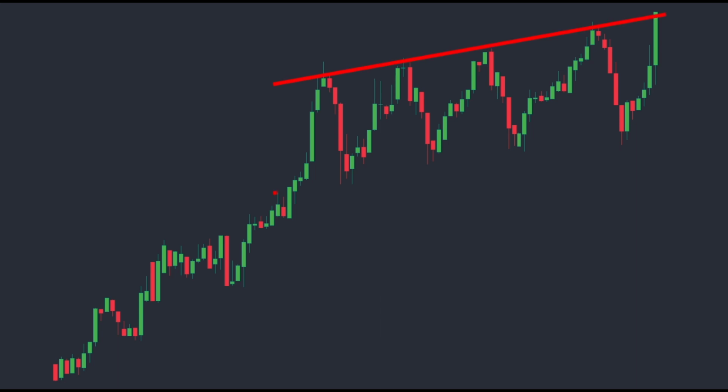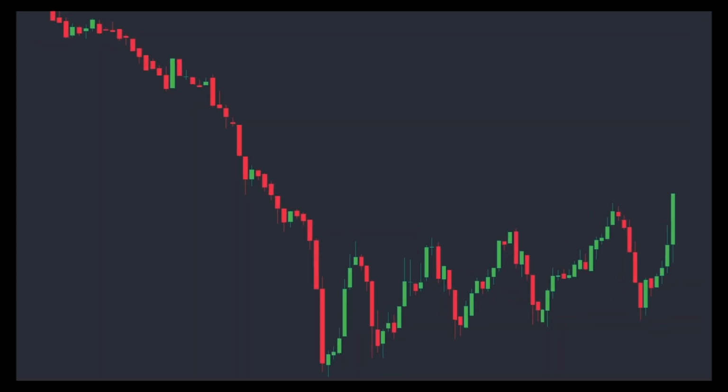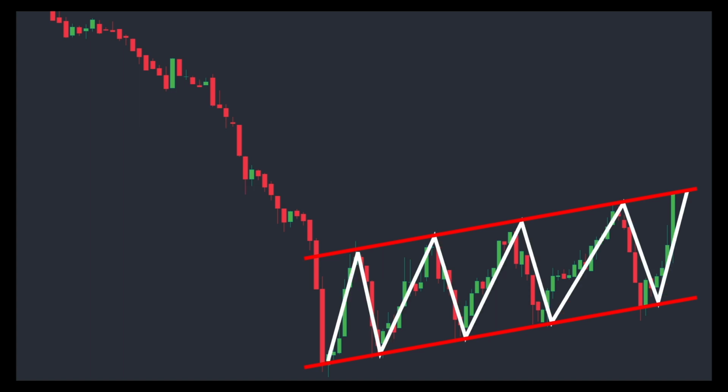This pattern can be formed in both bearish and bullish markets. A bullish ascending channel starts with an uptrend followed by the pattern formation. On the other hand, the bearish ascending channel starts with a downtrend followed by the pattern formation.